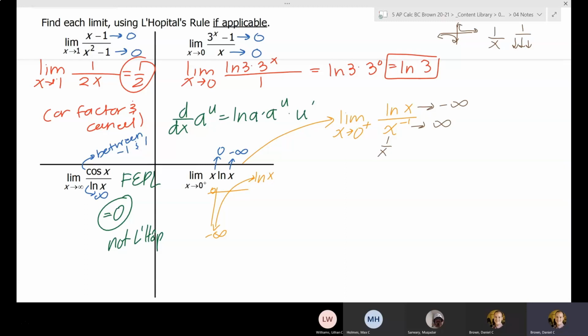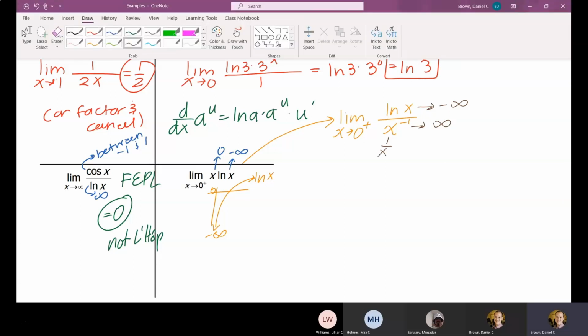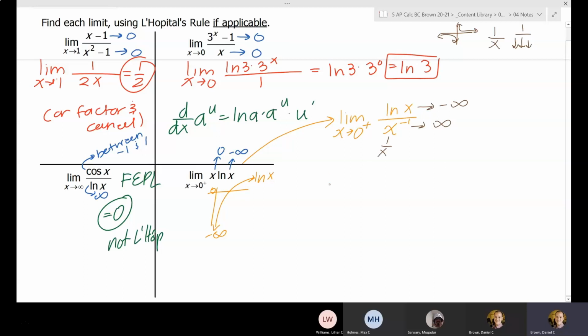Can I use L'Hopital's rule? Yes, I can. So let's go ahead and use L'Hopital's rule for this one. So I have the limit as x goes to 0 from the right. The derivative of the natural log of x is 1 over x. The derivative of x to the -1 is going to be -1 x to the -2, or -1 over x squared. Looks ugly, but we know after doing L'Hopital's rule, we can simplify a problem.